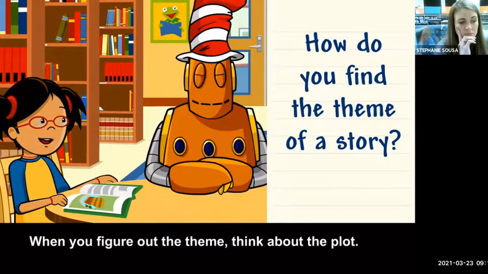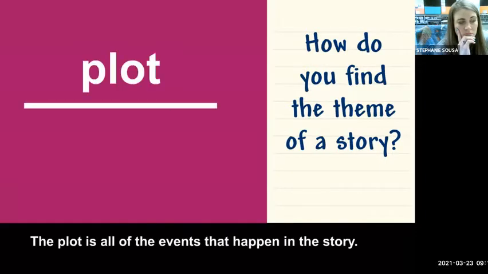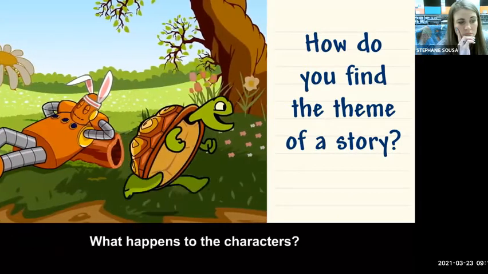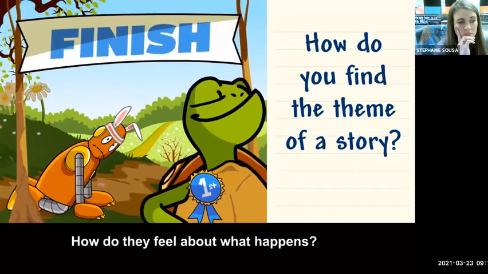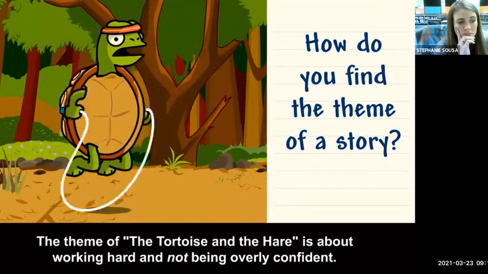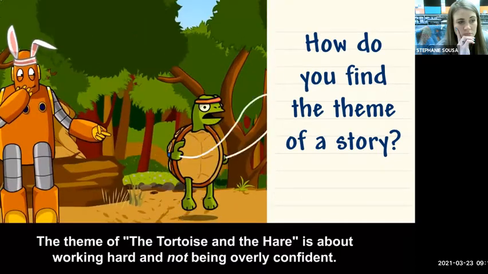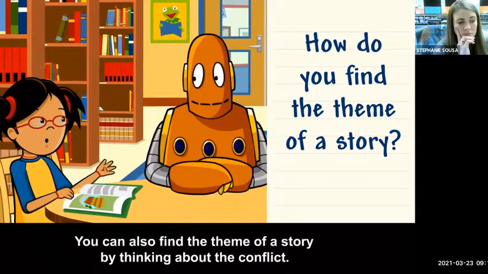When you figure out the theme, think about the plot. The plot is all of the events that happen in the story. What happens to the characters? How do they feel about what happens? The theme of The Tortoise and the Hare is about working hard and not being overly confident. You can also find the theme of a story by thinking about the conflict.